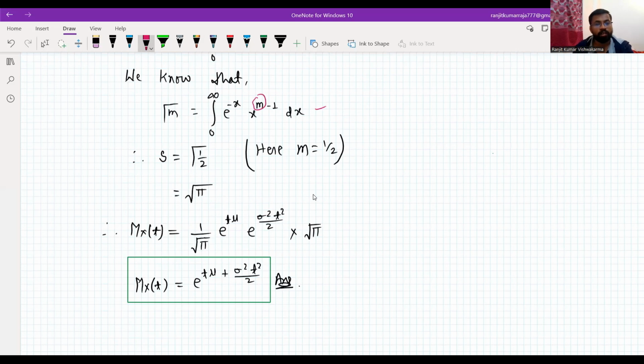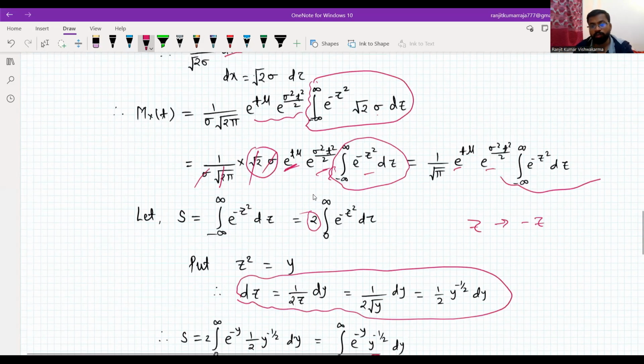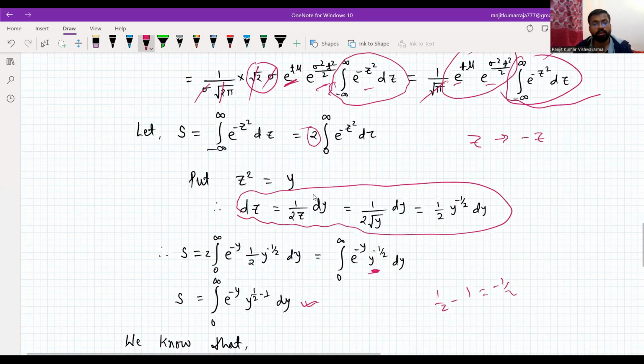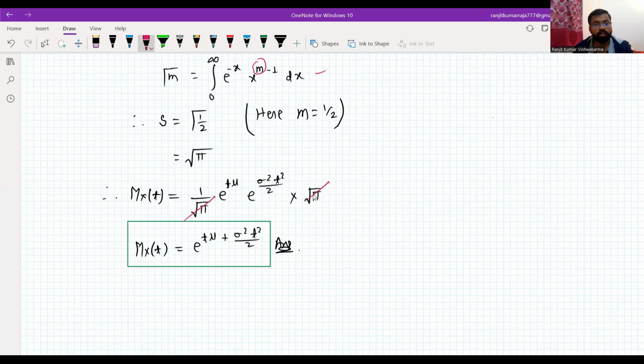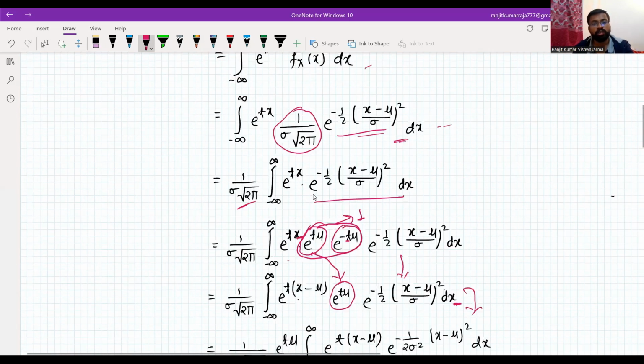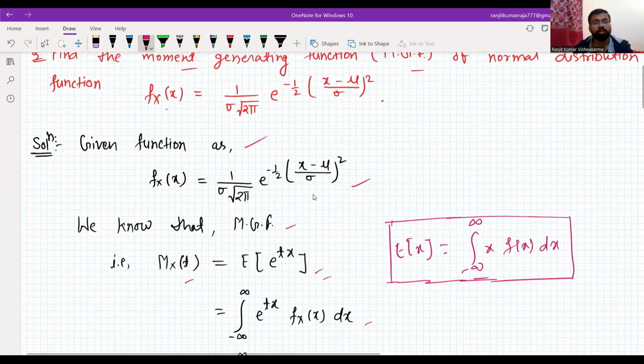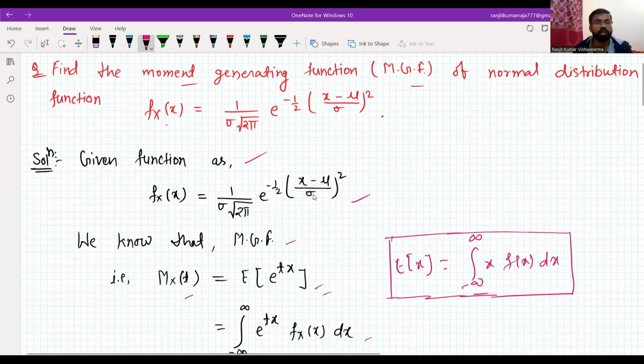After putting the value of this integration here, that is root pi, it will get cancelled, and the rest of the term will be this term. Here I will cancel out this 1 by root pi into root pi. So the rest will be: moment generating function equals e to the power tu plus sigma square t square divided by 2. This is how we can find the moment generating function of the normal distribution, that is the probability distribution function. There are different kinds of probability distribution functions.